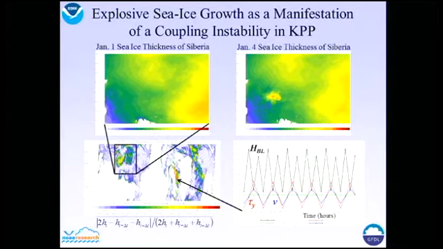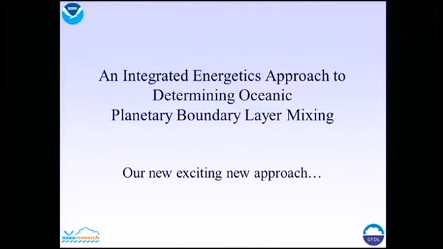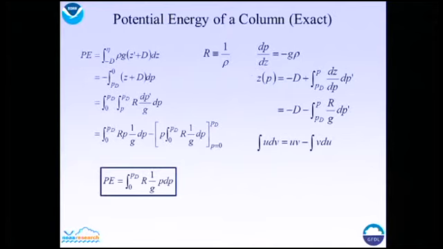And this weird coupled instability: every 2 time steps it's going back and forth. It's basically shaking itself apart. And that's coming from the explicit approach for calculating this boundary layer, which prompted us to develop this new integrated energetics approach to determining planetary boundary layer mixing.